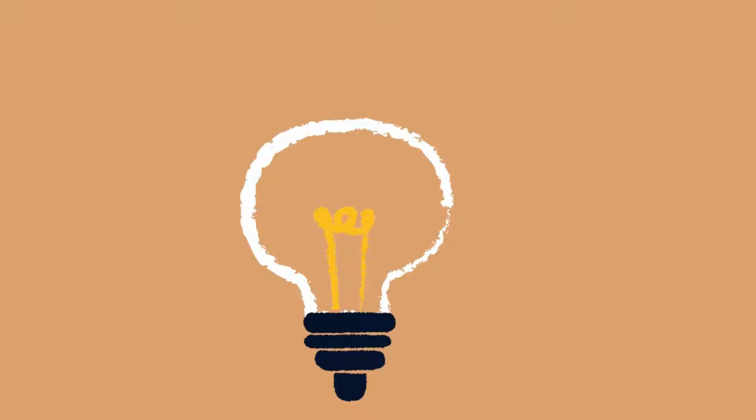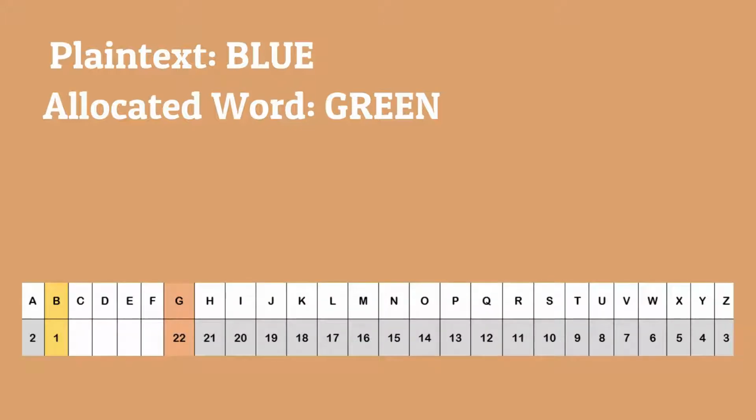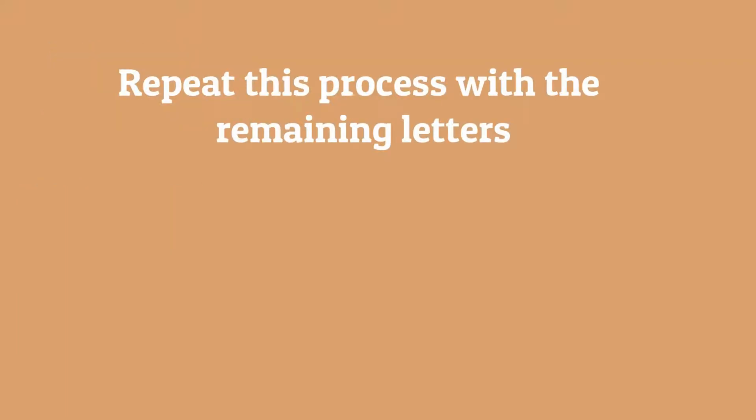For example, your plain text is blue, and the allocated word to that is green. You will identify the first letter of the plain text, which is letter B, and the first letter of the allocated word, which is G. Now, you will count backwards starting from letter B until letter G. The resulting number to that is number 22, and it is the first number of our alphanumeric ciphertext.